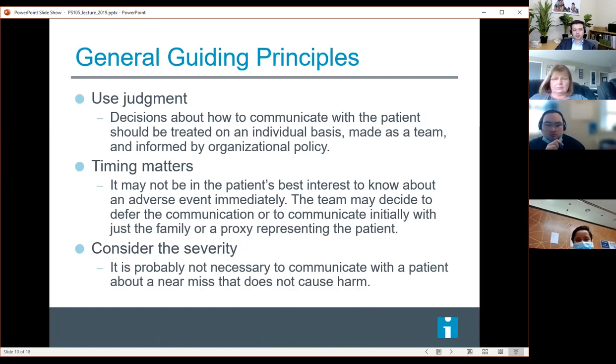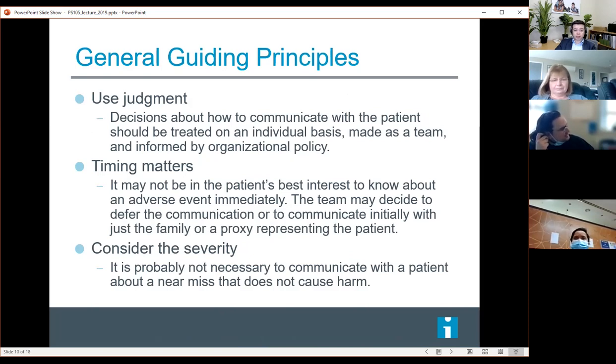So the general guiding principle is just use your judgment. Timing does matter. If the patient is currently trying to recover from an adverse event, it's probably not the best time to talk about it all. It is sometimes better to reserve that until later, but an apology can still happen.